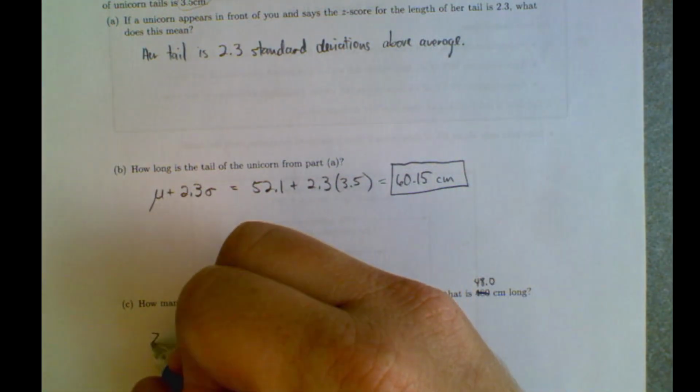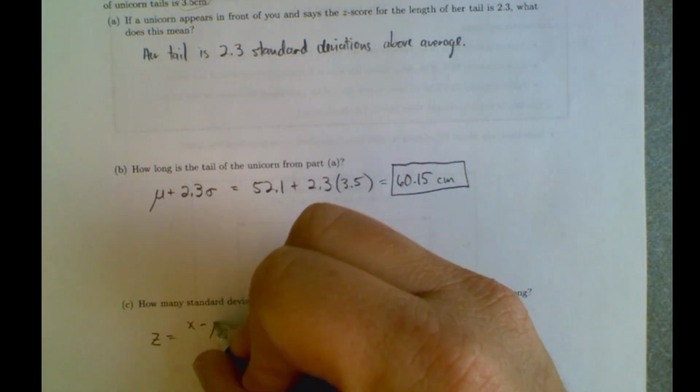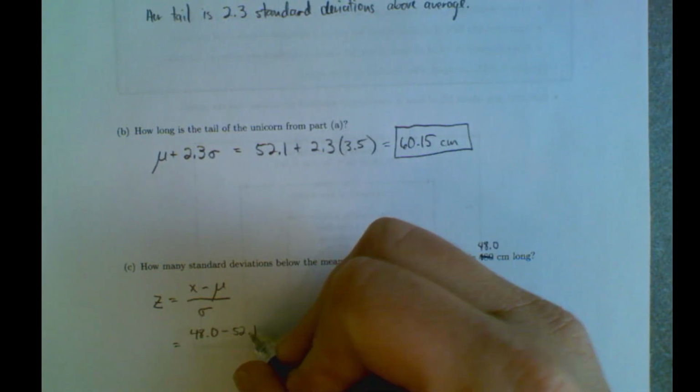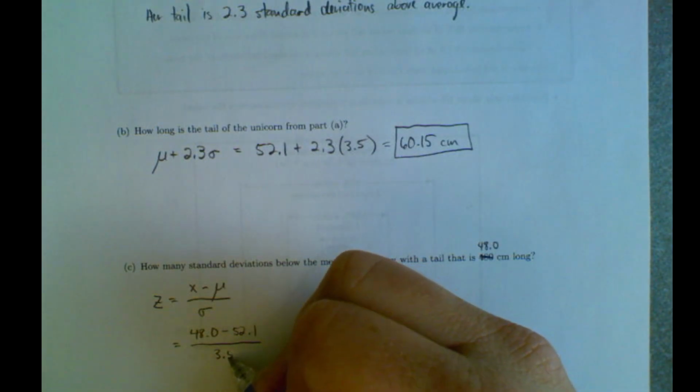Well, that's exactly what the z-score measures, right? The z-score measures how many standard deviations above or below the mean a particular observation is. So we'll just use the z-score formula, right? We'll say, well, the z-score is going to be x minus mean divided by standard deviation. In this case, our observation is 48. The mean is 52.1. And the standard deviation is 3.5. So again, I'm going to have to go over to Desmos to figure out how much this is. So let's do that.